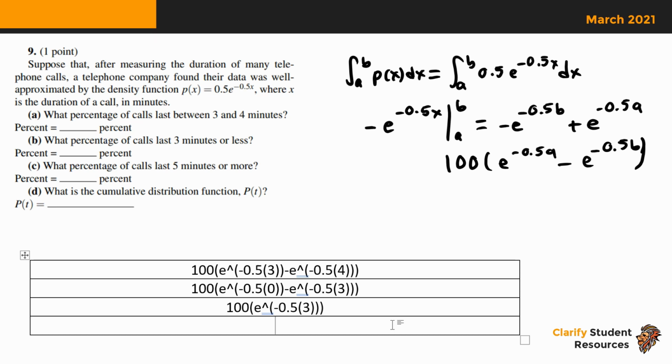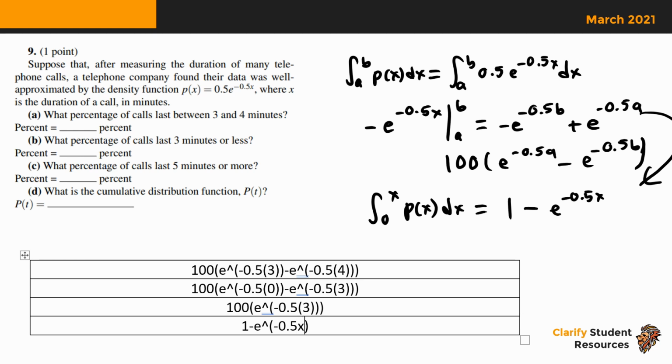And we know that the cumulative distribution function is just going to be the integral from 0 to x of p of x dx. And now that we've already established what the integral is equal to, we can reuse that. It's just going to be e to the 0, so 1, minus e to the negative 0.5x. So that's going to be our answer. We'll plug that in: 1 minus e to the negative 0.5x. And then that's going to be the answer that we have.